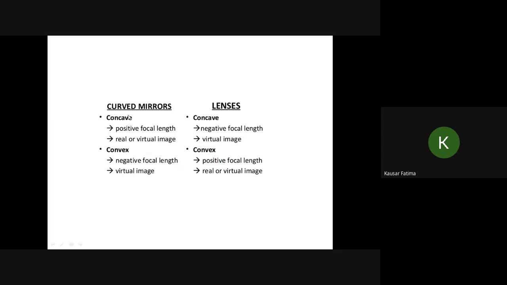There is a difference between curved mirrors and lenses. Curved mirrors are not in the syllabus of CAIE, but lenses are there. The concave lens has negative focal length and it forms a virtual image. And the convex lens has a positive focal length and it forms a real or virtual image depending on the position of the object.